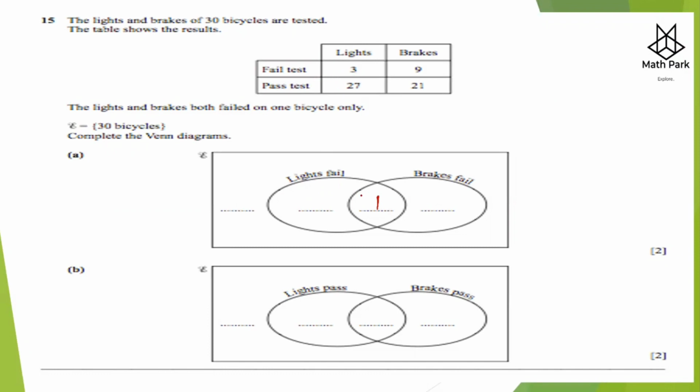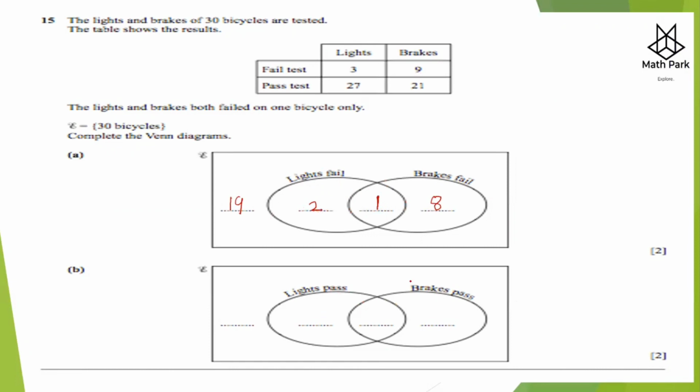Now lights fail, there are three. So one is already written, so this part will be two. Brakes fail, there are nine. So one is already written here, so it is eight. And then the total is 30. So that is how 8 plus 2 is 10, plus 1 is 11. So 30 minus 11, you get this as 19. Got it?